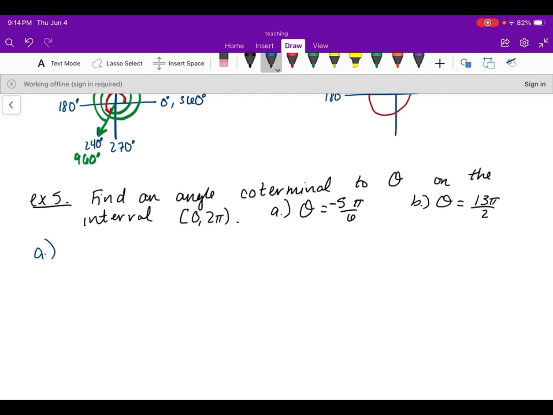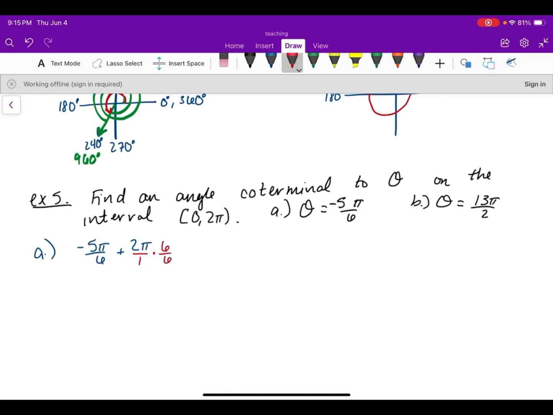So for part A, we're dealing with a negative angle. So to make it into a positive angle between 0 and 2 pi, I can add 2 pi. And again, the reason why you want to add 2 pi is because you want to go a full rotation so that you end up in the same spot. A common mistake is people accidentally add pi.